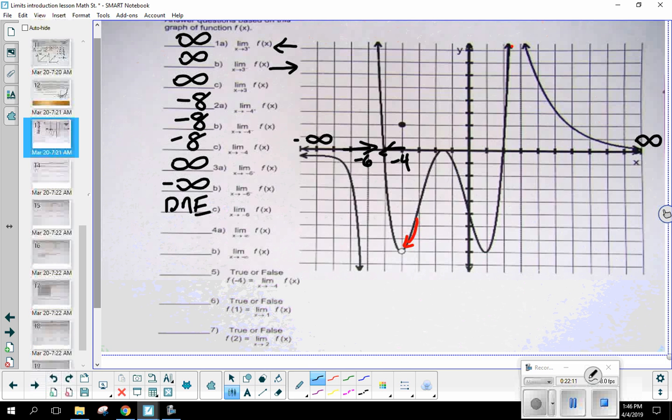As x goes to infinity, it looks like the graph is doing what? It looks like it is approaching 0. So I'm going to go ahead and say, as we approach infinity, it's approaching 0. Well, what about the limit as x approaches -infinity? Same thing. It's just approaching 0 from below this time.